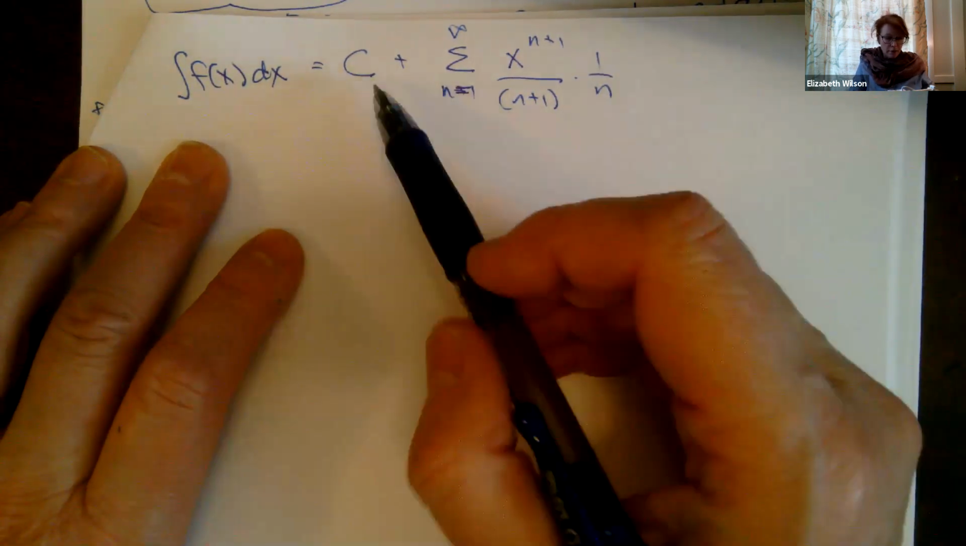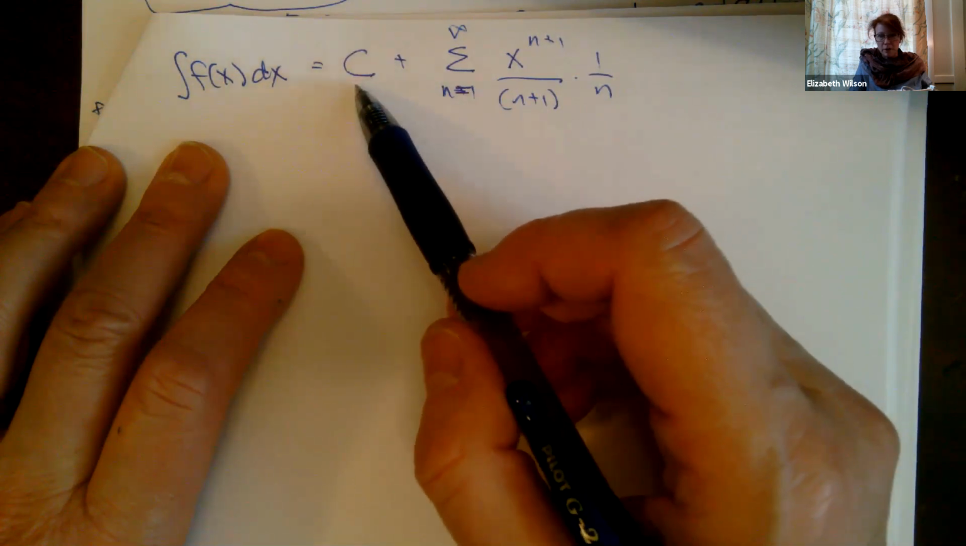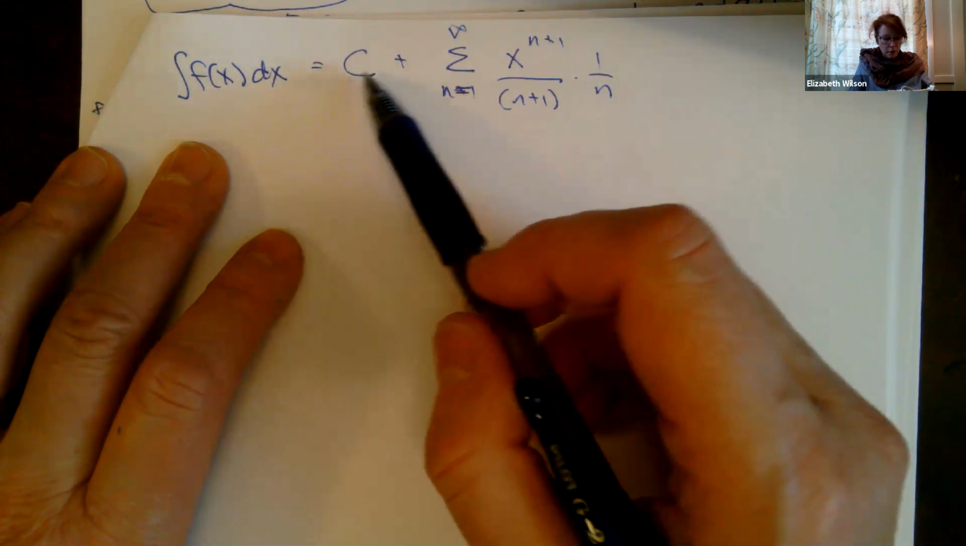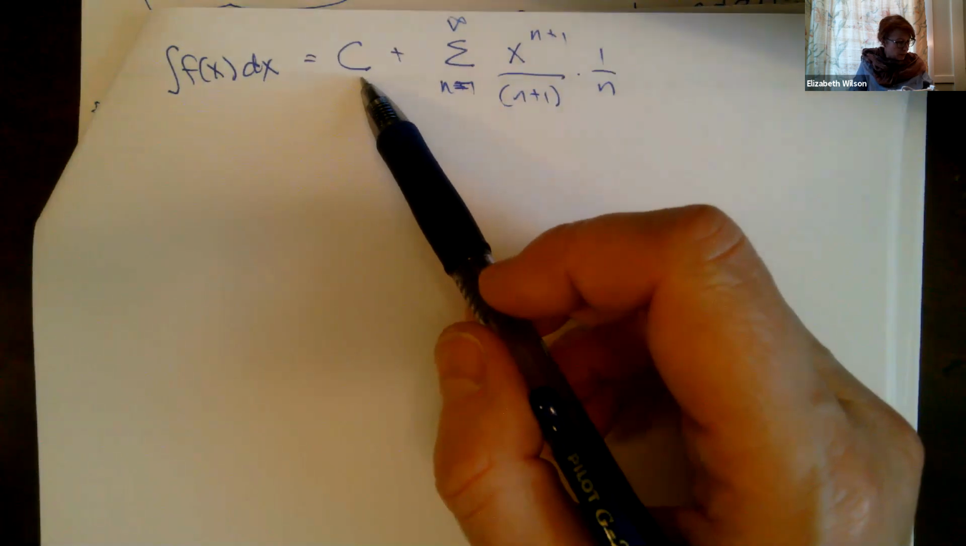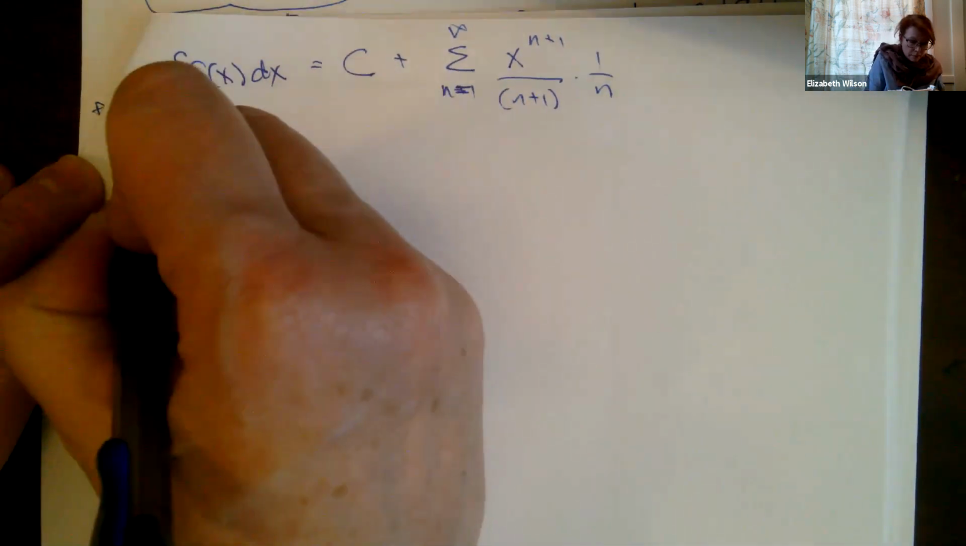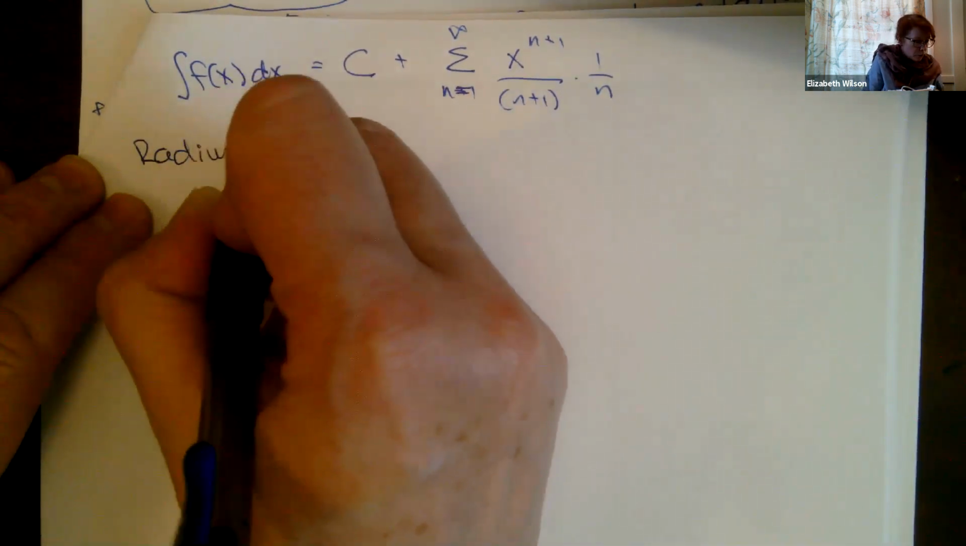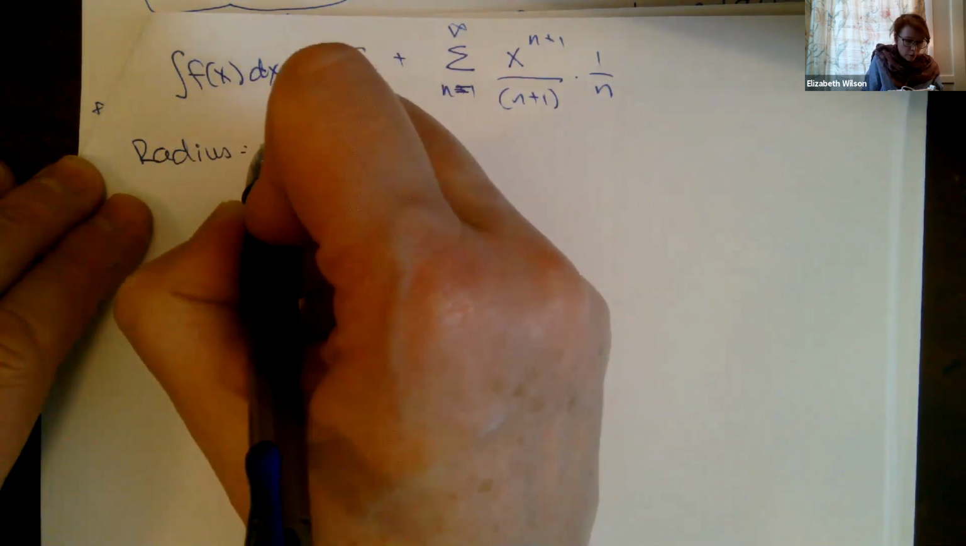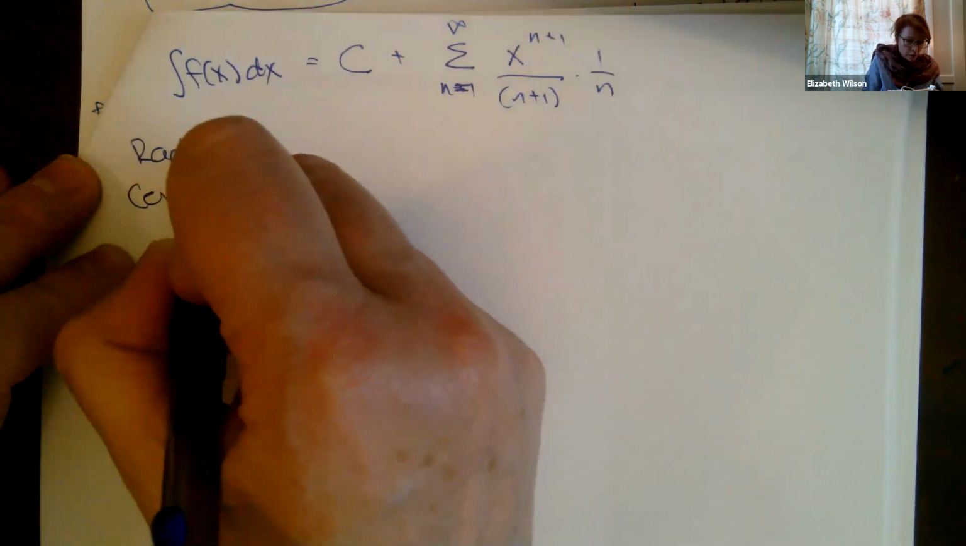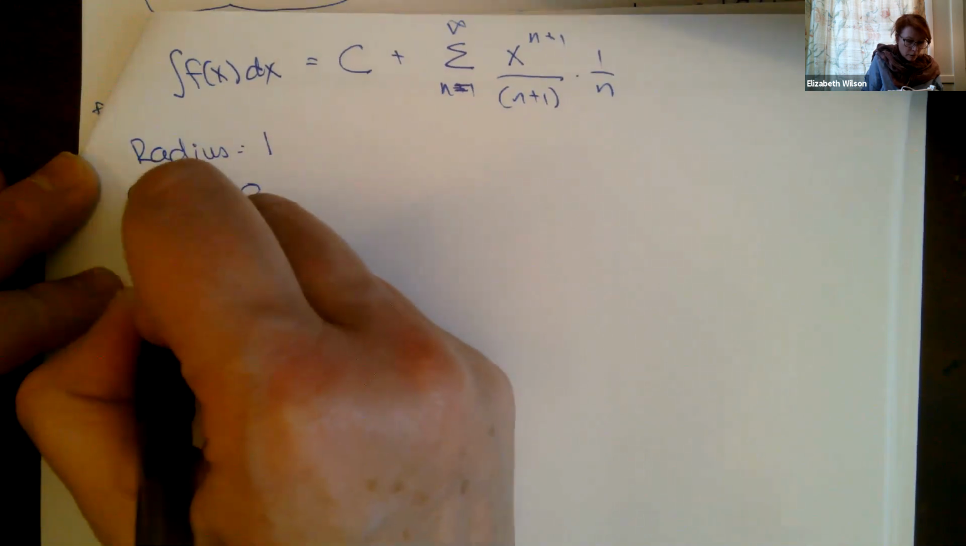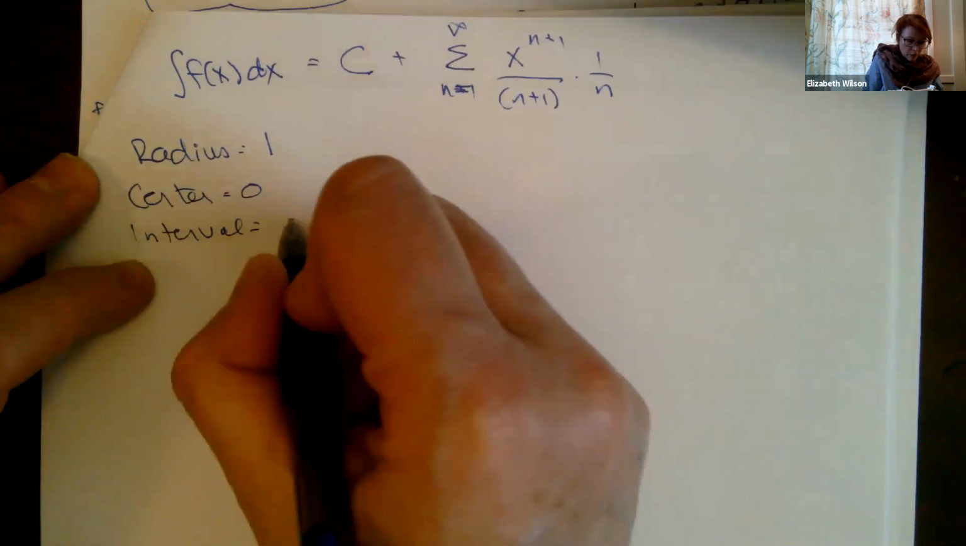What happens is we can get rid of our constant of integration. We're going to be able to solve for it later, but we're not going to worry about it so much right now. So my radius is equal to what we had before, which was 1. Our center is the same as before. And our interval is minus 1 to 1.